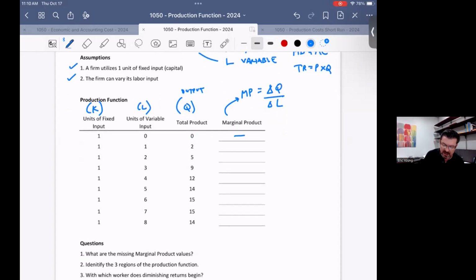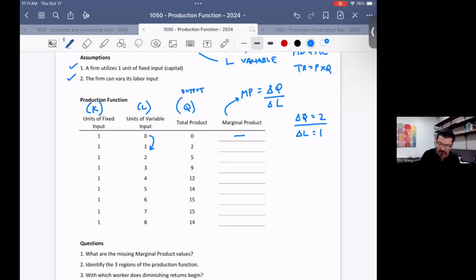Now, the rule is you can never have a marginal product on your first line because there's nothing that was changed. We have 0 workers, we're getting 0 pizzas. But now let's say that we add 1 worker. That worker brings us 2 pizzas. So what we could say is the change in quantity was equal to 2. We went from 0 pizzas to 2 pizzas. And the change in labor was equal to 1. We went from 0 workers to 1 worker.